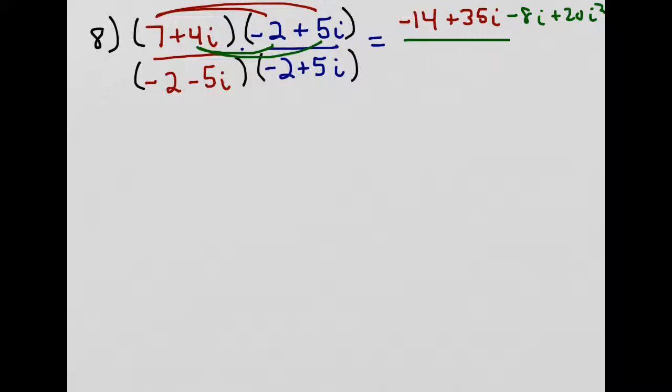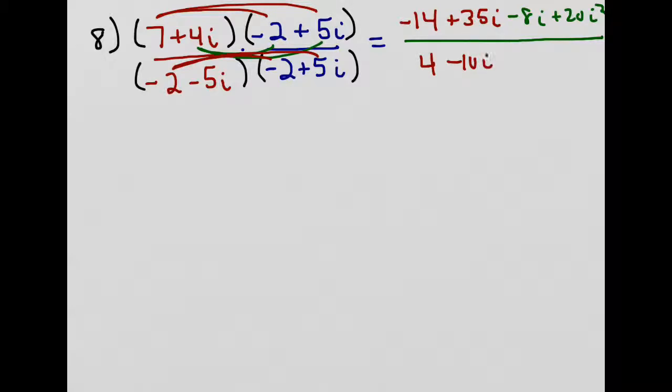Then we're going to do the exact same thing below. So I'm going to have negative 2 times negative 2, which is 4. Negative 2 times 5i, which would be negative 10i. Then we're going to have negative 5 times negative 2, which is a positive 10i. And negative 5i times 5i, which is a negative 25i squared. So as is always the case, whenever we multiply something by its conjugate, these middle terms are going to drop away to 0. So we're just going to cross those out.